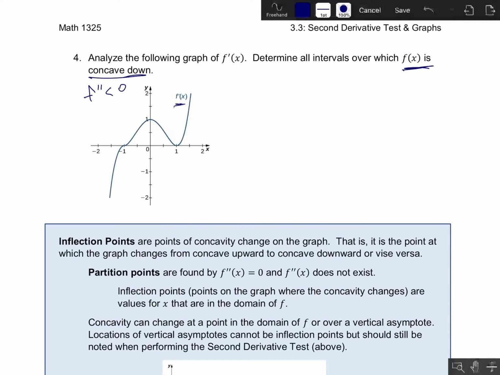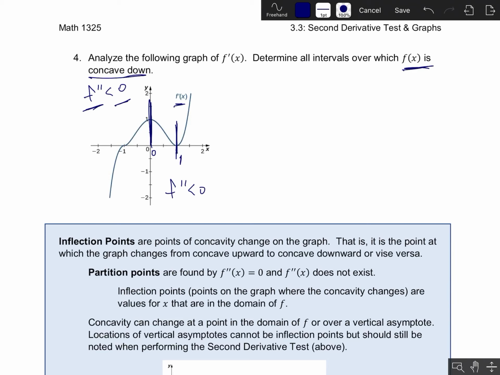Now if this is a graph of f prime, and we want to talk about f double prime, then we're talking about the slopes on this graph, because f double prime gives us the slopes for f prime. So we're just trying to find the place where the slopes in this graph are negative. And it looks to me like the only place where this happens is from here to here. So in other words, between an x value of 0 and an x value of 1.